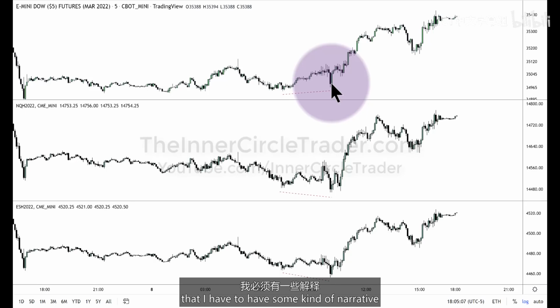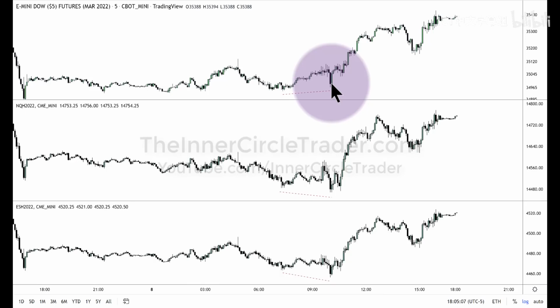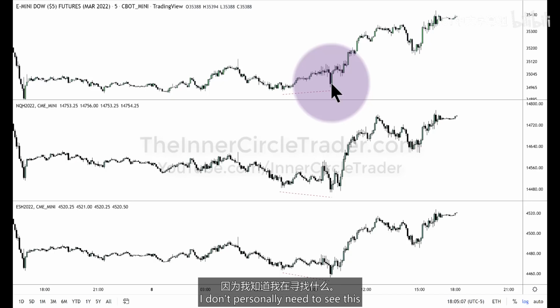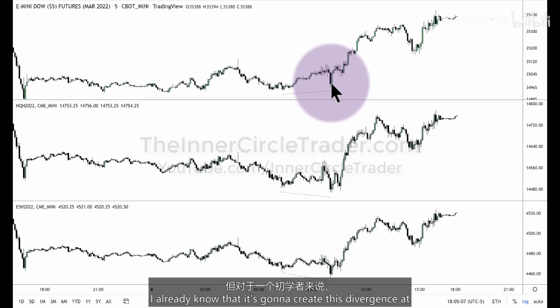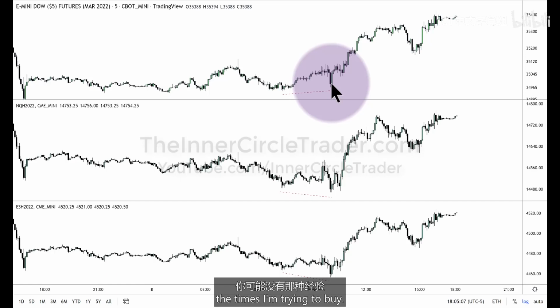And then I later learned that I have to have some kind of narrative as to why this would even form. And to be honest with you, I don't personally need to see this because I know what I'm looking for. I already know that it's going to create this divergence at the times I'm trying to buy. But as a developing student, you may not have that experience, and there's nothing wrong with that. And you may be trading longer than me. Maybe you've been trading 31 years, there's nothing wrong with that. Maybe you don't need this either.